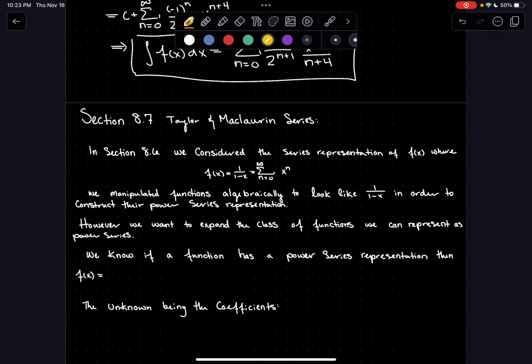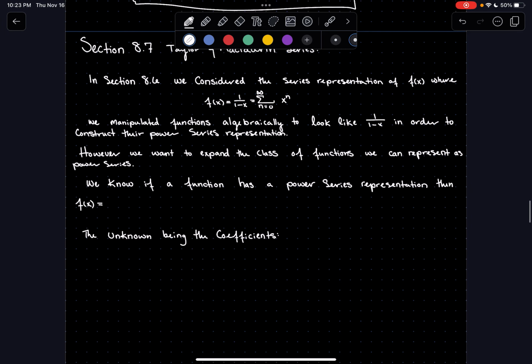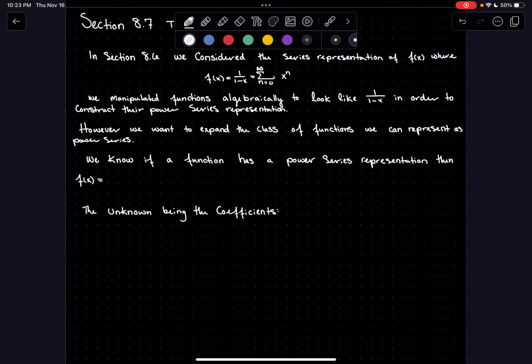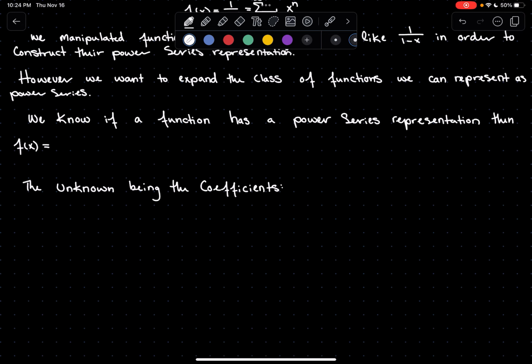And luckily we have a nice way of doing that, right? So we know if a function has a power series, we're going to assume that the function has a power series representation. And if it does, then we're going to figure out what its form looks like. This doesn't guarantee that it has a power series, but any function that you're given in your classes right now is going to have a power series representation. And it's most likely going to have a Taylor series representation, right?